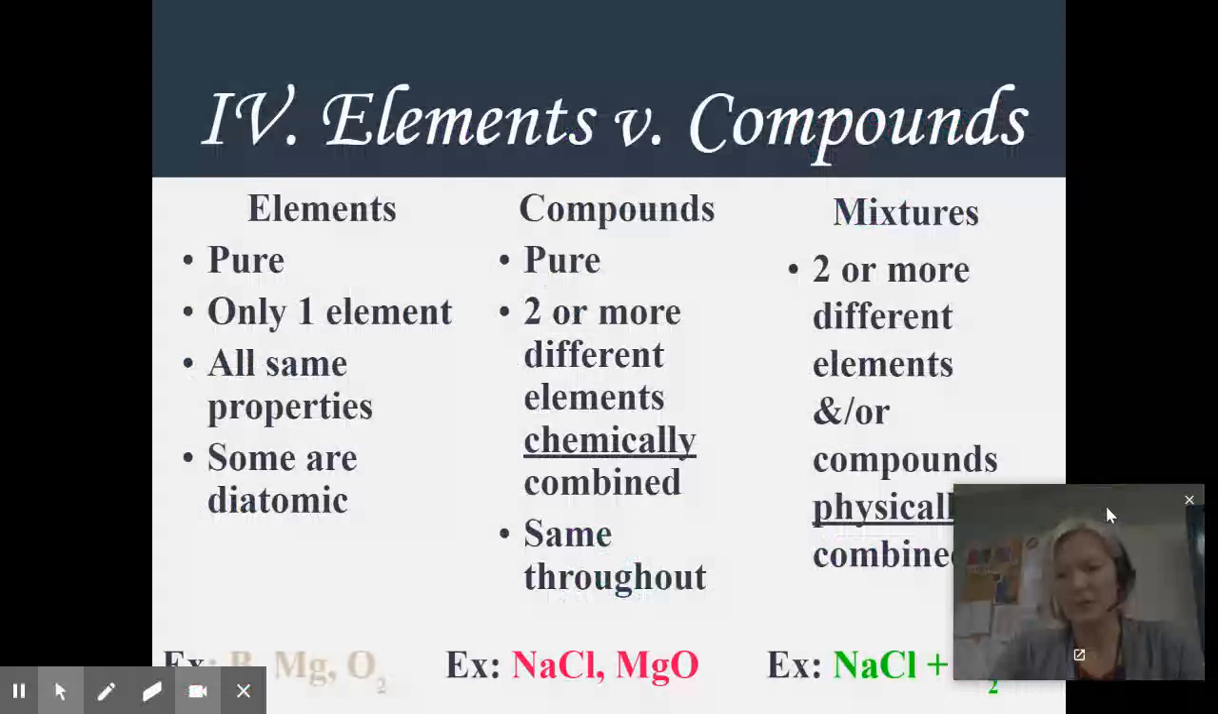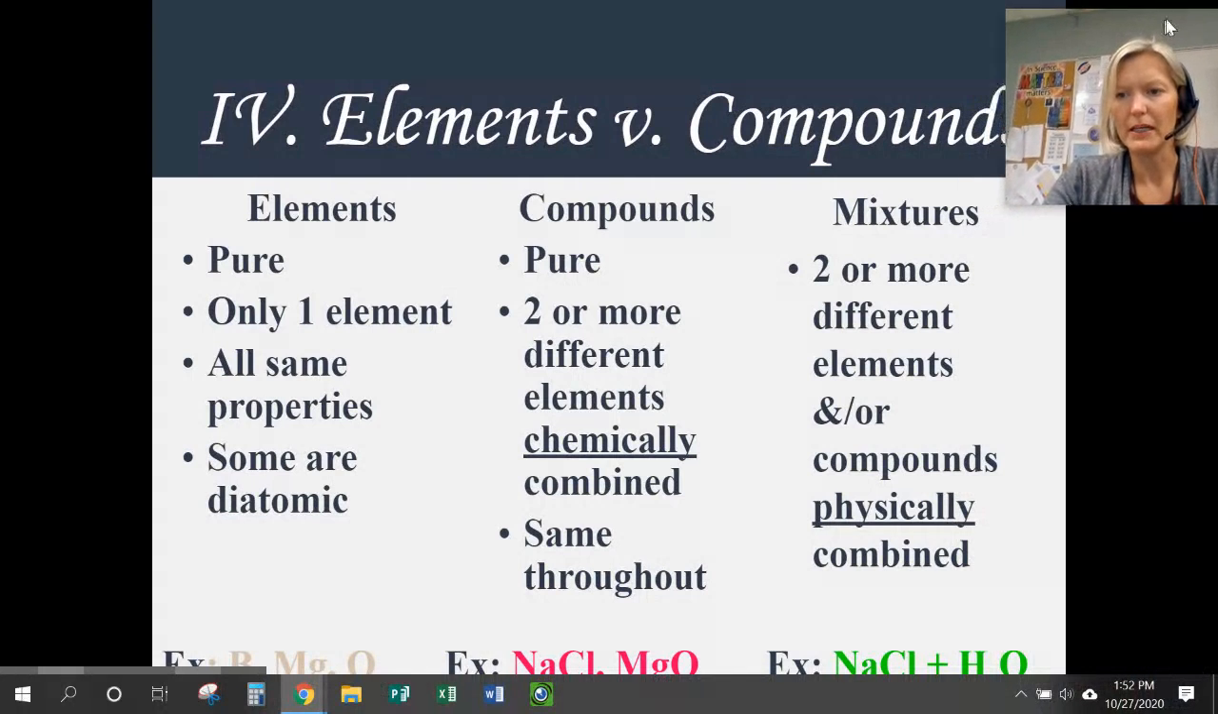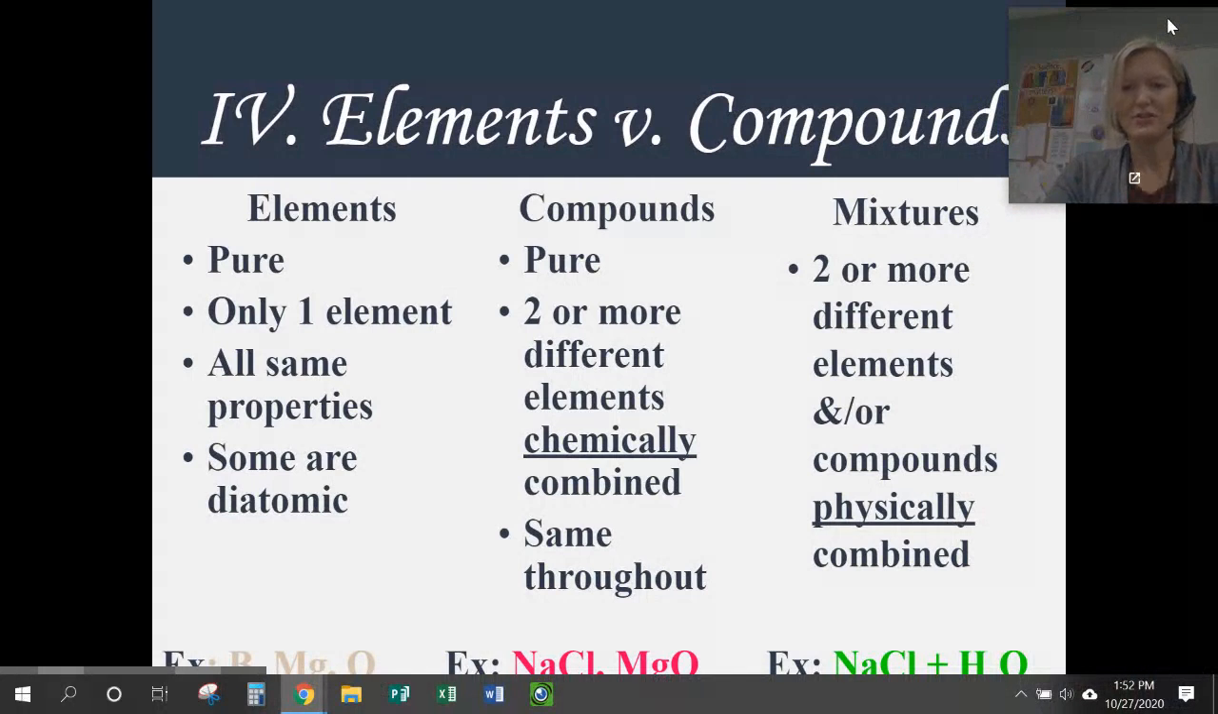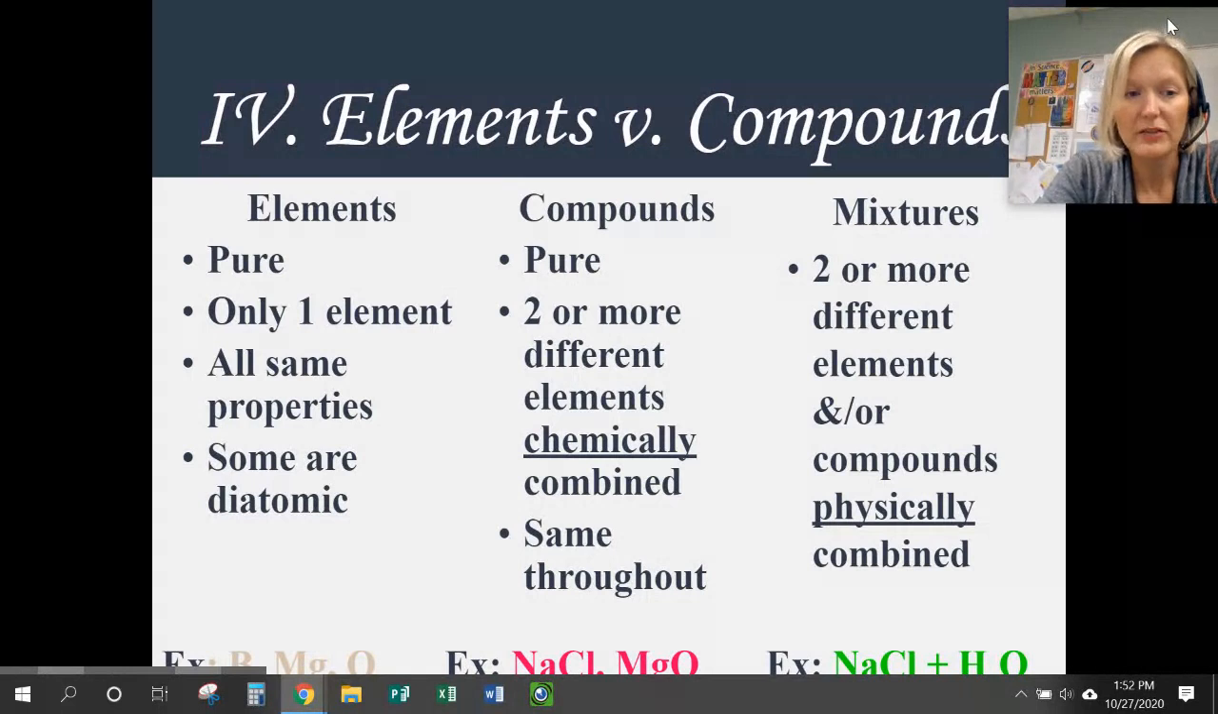Now, one of the things we're going to be getting into is elements versus compounds. Now, elements are pure. There's 118 of them. It's very easy to figure out if it's an element. There's only one there. They all have the same properties. Every atom of sodium has exactly the same properties.